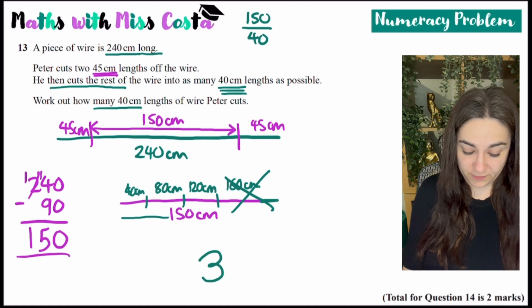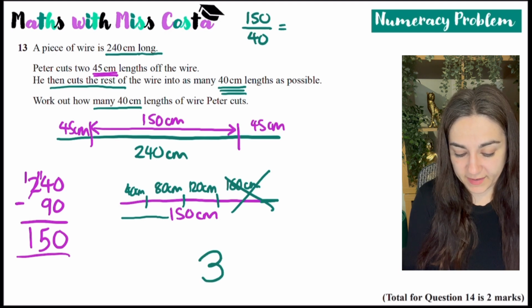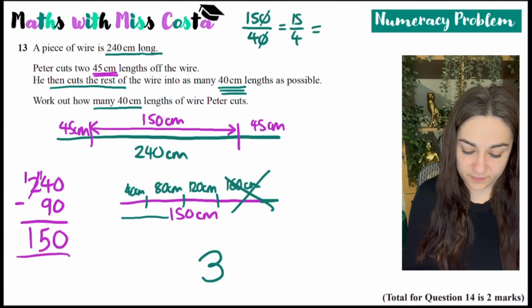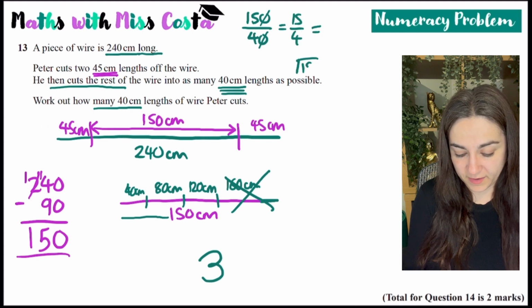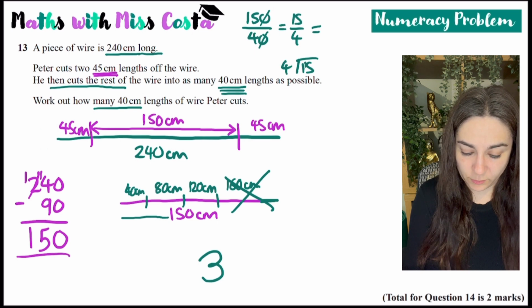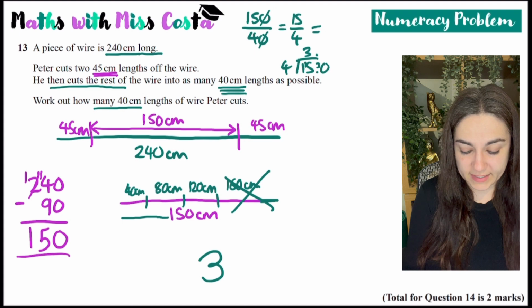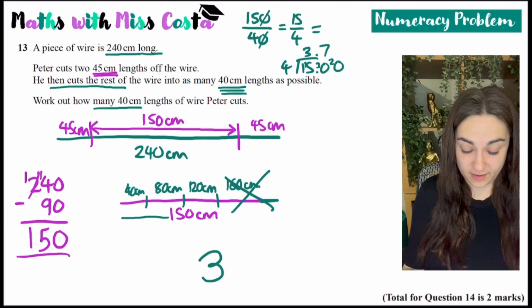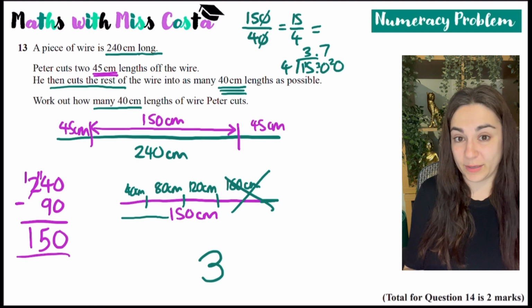How else could you have done it if you just did division? We could have simplified this. So divide by 10, 15 over 4, and then 15 divided by 4. I could have used the bus stop method. So 4 into 1 goes once, 4 into 15 goes 3 times, so 4 times 3 is 12, remainder 3, 4 into 30 goes 7, remainder 2, and so forth. So you know that 150 divided by 40 is 3.7.